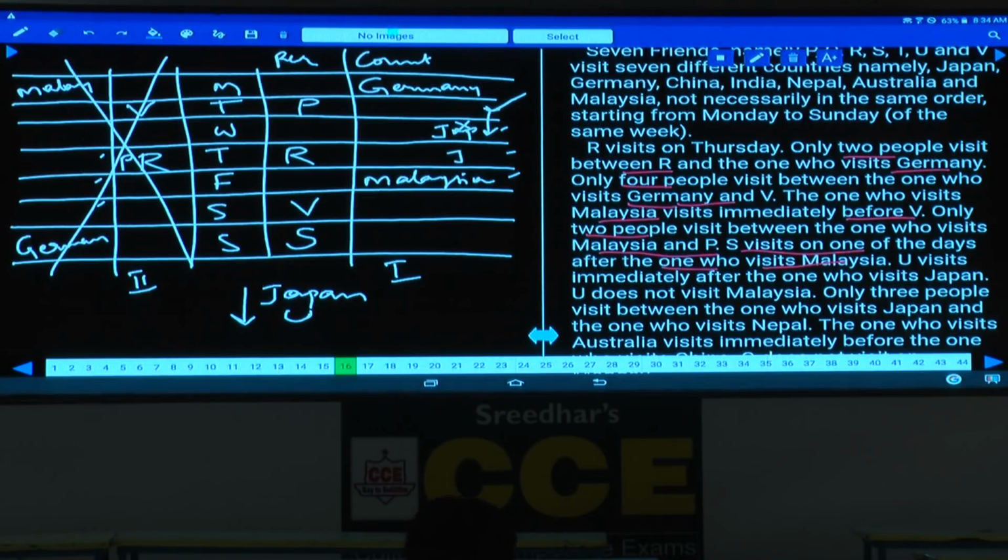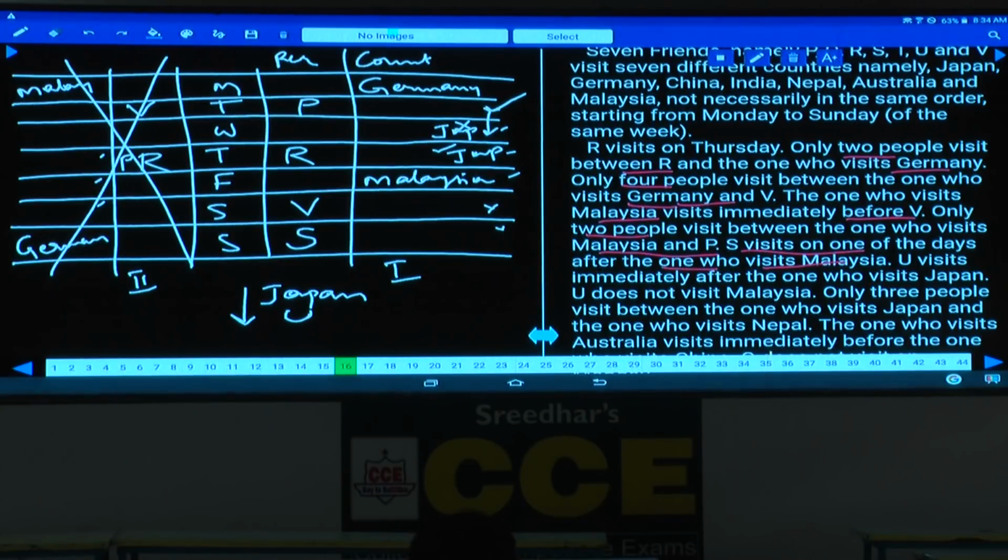In the next case, can Japan be on Thursday? If Japan is on Thursday, then what happens here? U must be on Friday. That is a possibility, isn't it? Hence, Japan can be either on Tuesday or Thursday. And Japan cannot be in these two places, Saturday and Sunday, isn't it? Hence, what are the two possibilities here? Japan can be either on Tuesday or on Thursday.